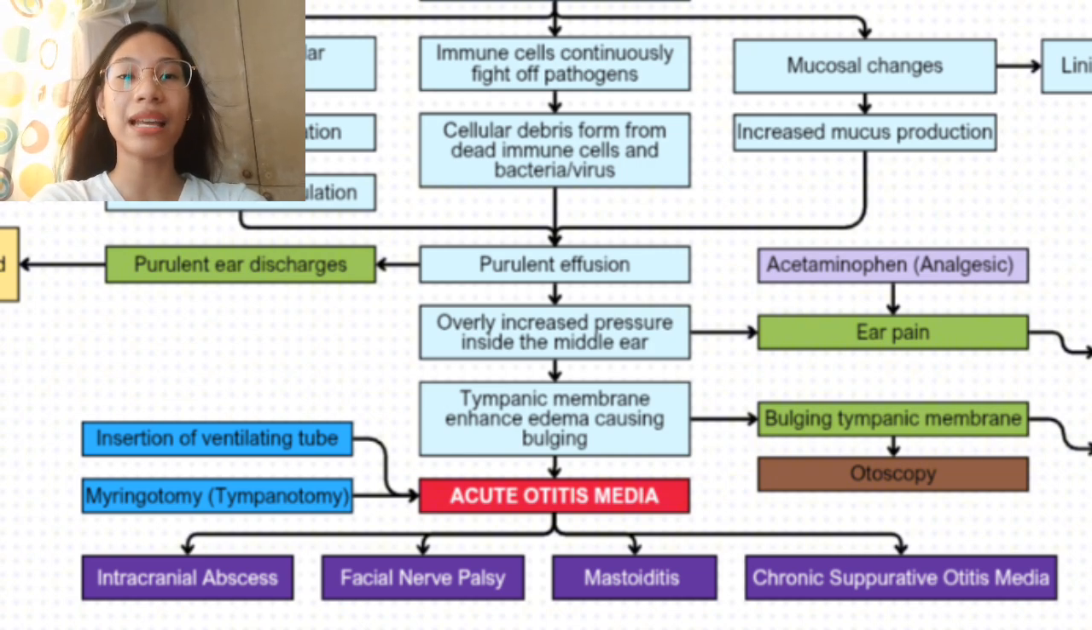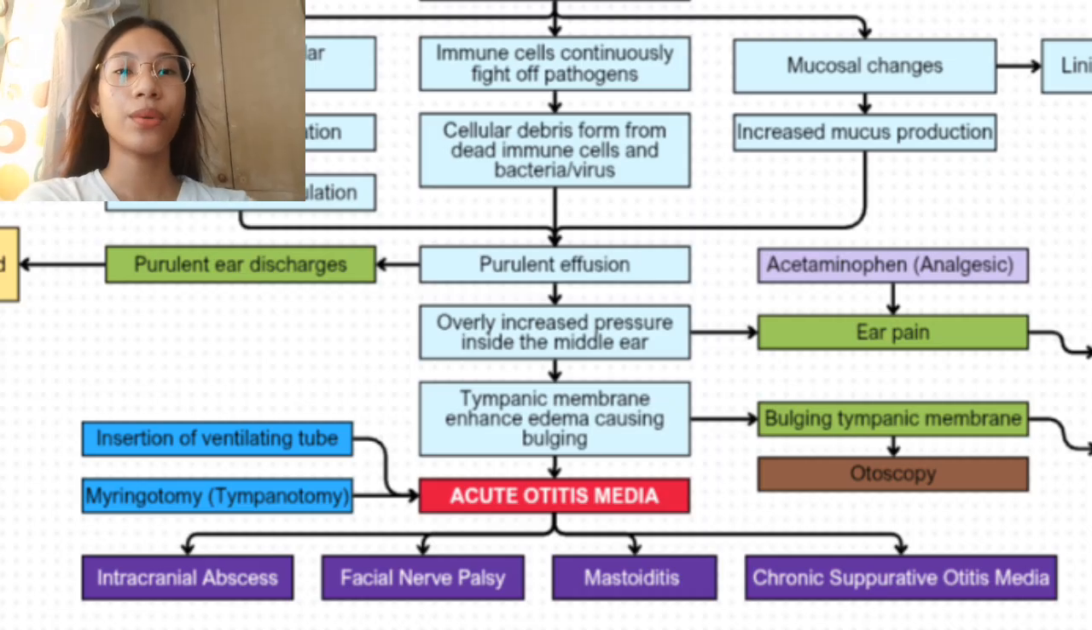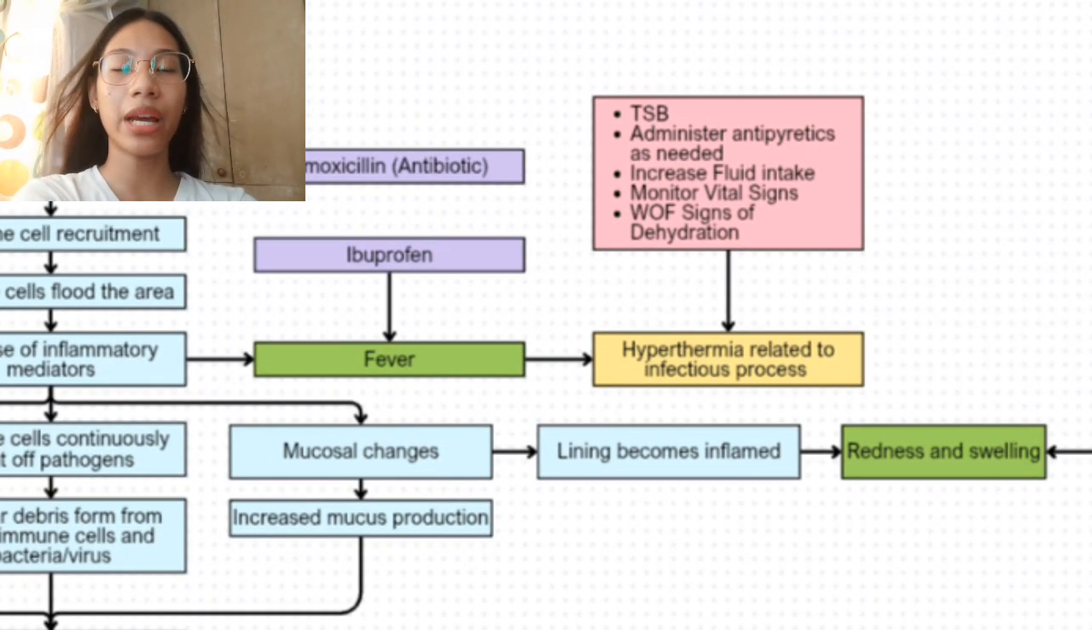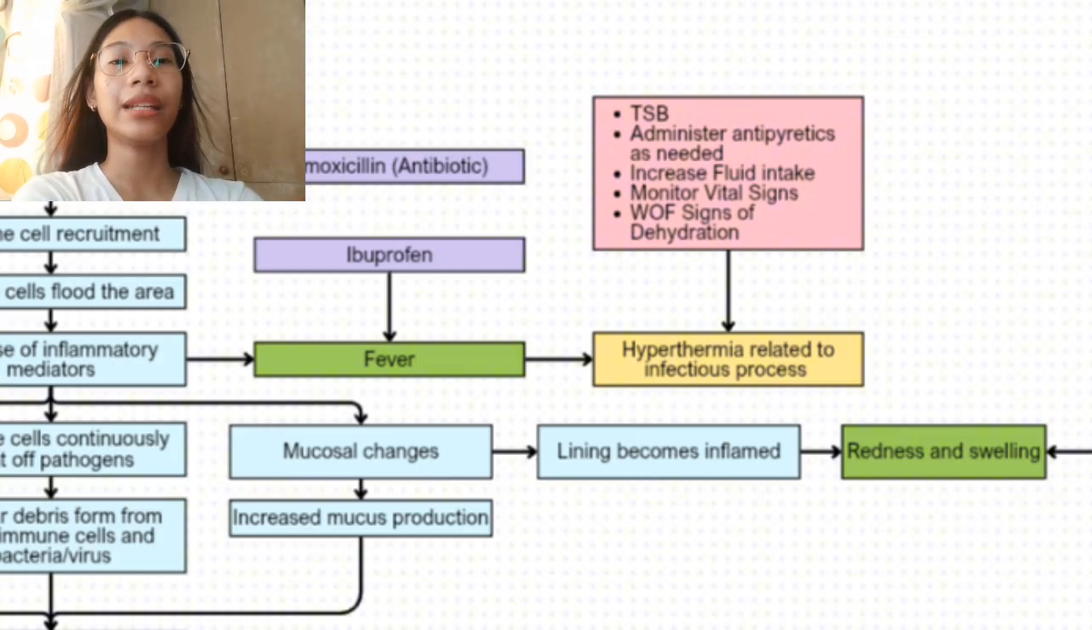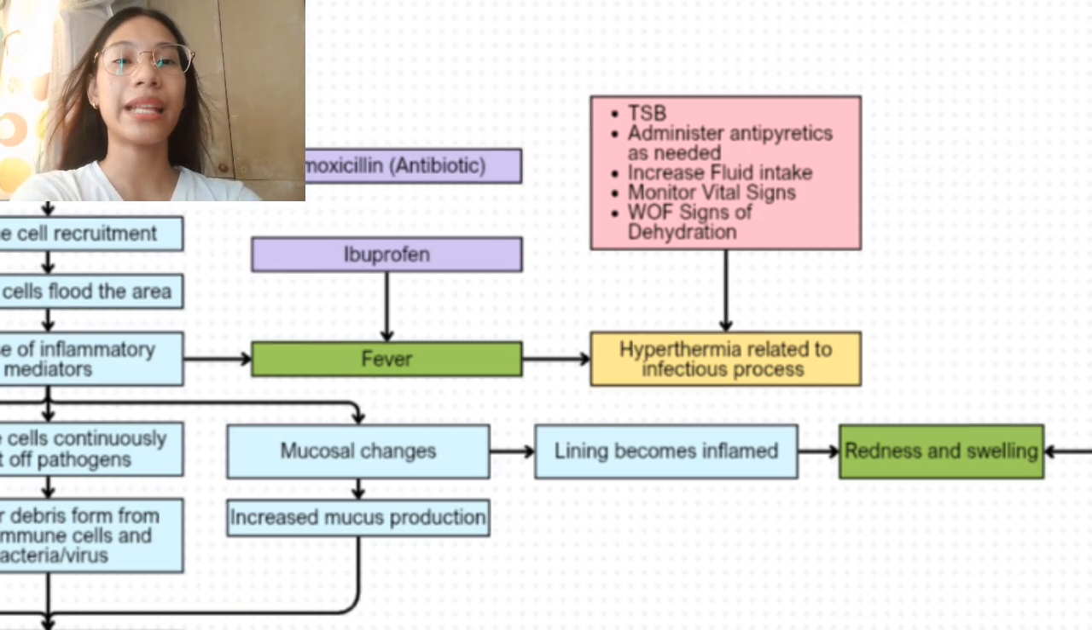So now, starting with the signs and symptoms, nursing diagnosis, and management. The patient will experience fever, and the medication we will be giving is ibuprofen. The nursing diagnosis will be hyperthermia related to infectious process, and the management is tepid sponge bath, administer antipyretics as needed, increase fluid intake, monitor vital signs, and watch out for signs of dehydration. Next is the redness and swelling.